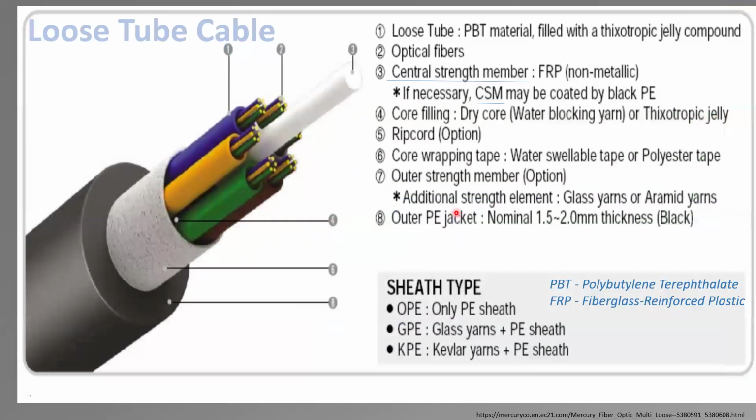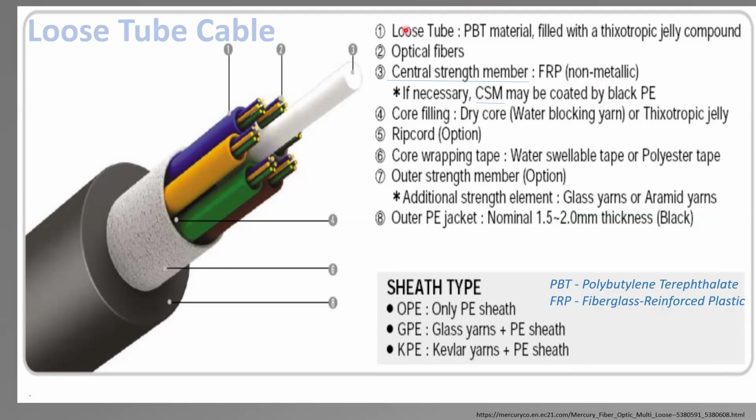All right, PBT, polybutylene terephthalate. It's an artificial, man-made component that is used to produce those materials here. That toughness. It looks like plastic. It sort of is. Now here, FRP stands for fiberglass reinforced plastic.